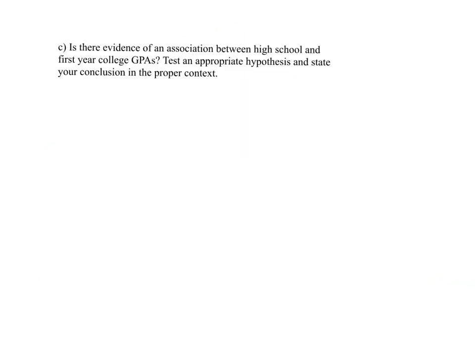So I'm hoping you noticed that everything we've done thus far has been review. Now we're going to do some of the new stuff. And so the part C, we're looking for evidence of an association between high school and first year GPA. So when we're looking for evidence of an association between two quantitative variables, that is a sign that we are going to use a linear regression t-test.